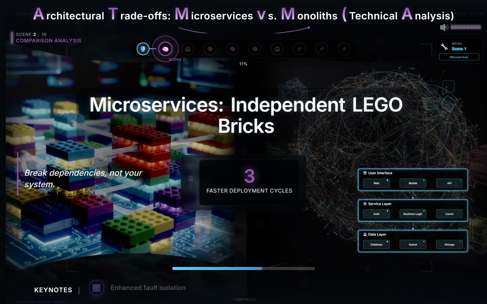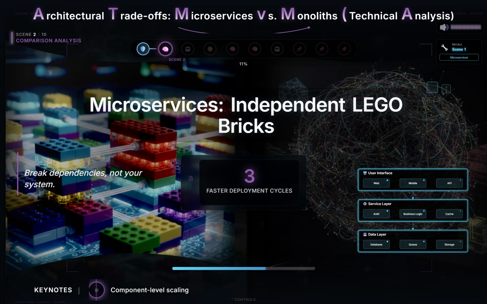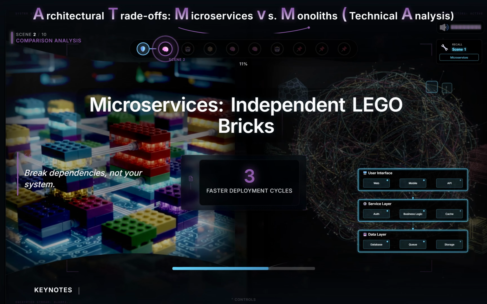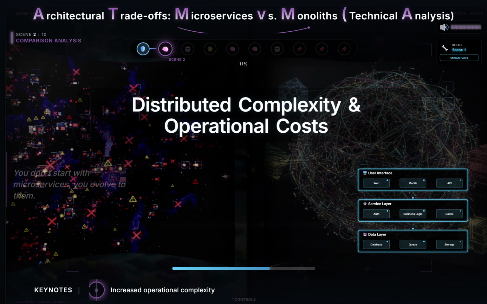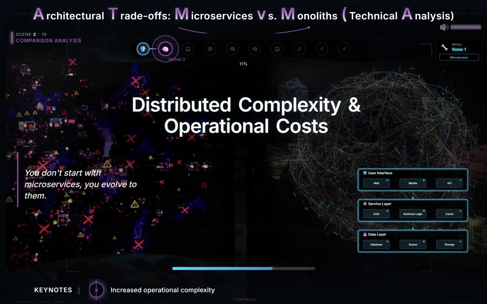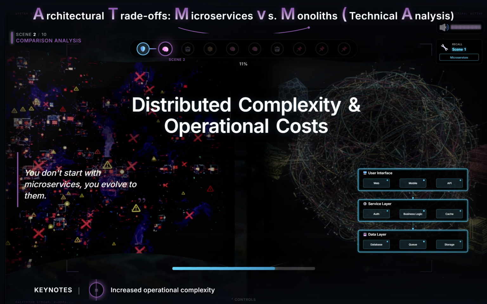But here's where the pragmatic developer's skepticism kicks in, and rightly so. That independence comes at a cost. Distributed systems are inherently complex. Suddenly, instead of local method calls, you have network calls. This introduces operational overhead. Managing dozens or hundreds of services, their deployments, their logging, their monitoring, their security.